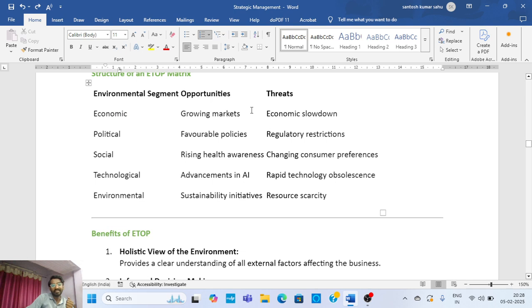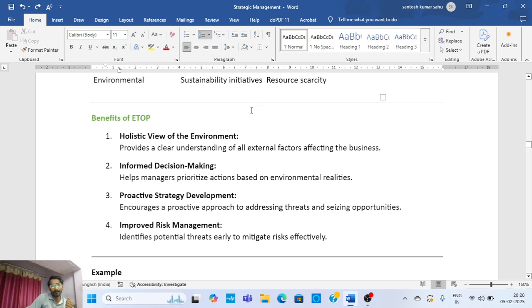So let's discuss the benefits of ETOP. First, creating a holistic view of the environment. Second, informed decision making, which helps managers prioritize action based on environmental realities. Third is proactive strategy development, and fourth is improved risk management, to identify potential threats early and mitigate risk effectively, right?